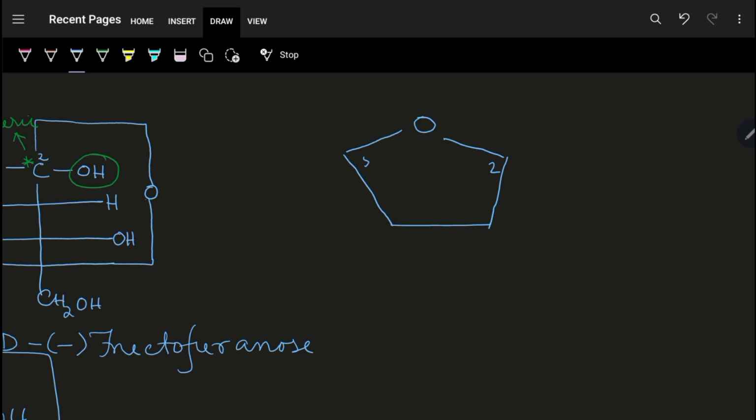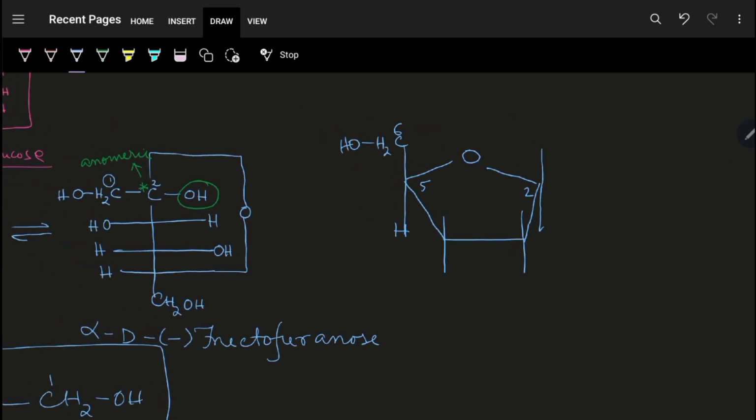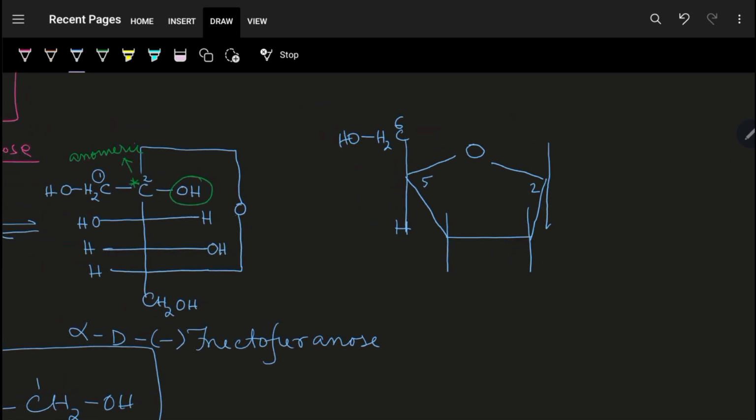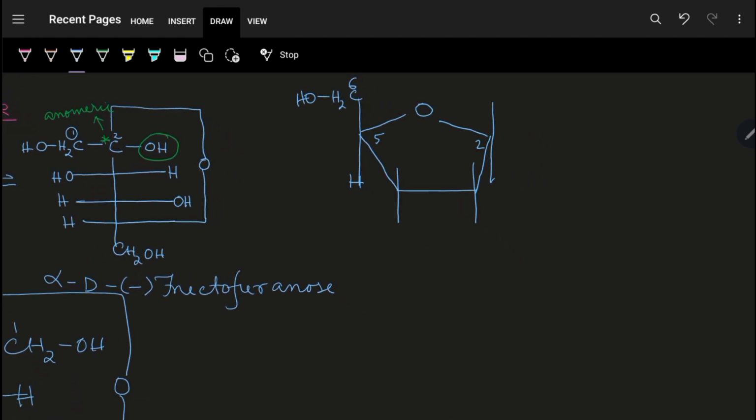Mark this as 2, mark this as 5. Remember C5 will have a CH2OH, which is carbon number 6, and H here. And this is 2, 3, 4. And always remember that groups on the right hand side in the Fischer projection will be below the plane in the Haworth structure. This I have told you in the previous module. So in the Fischer structure, whatever group is on the right hand side, in the Haworth structure those groups will be below the plane.